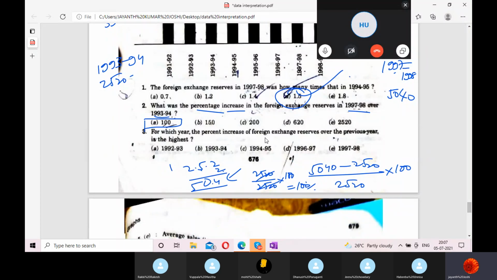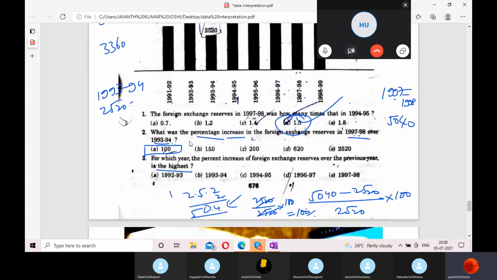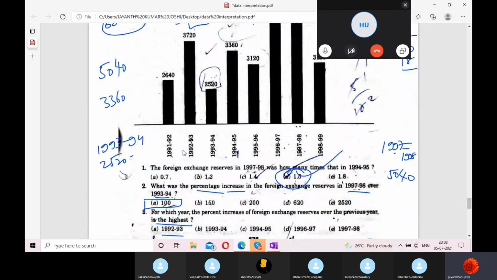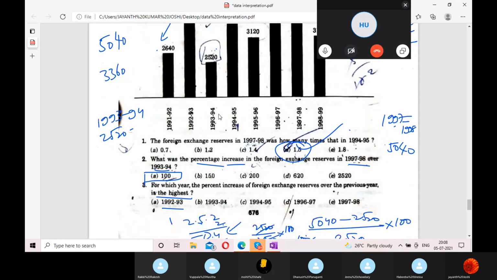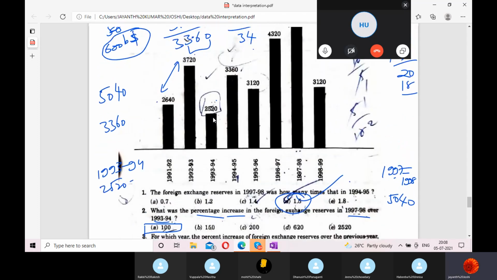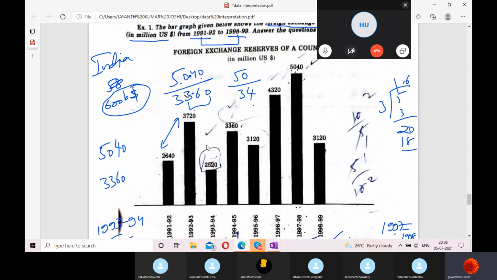For which year the percent increase of foreign exchange reserves over the previous year is highest? This you can see from the graph only. It is very easy to understand. You should see 92-93 and 91-92. You have to compare 93-94. Previous year it was more, here it is less. So this is cancelled, because here it is decreasing, not increasing.